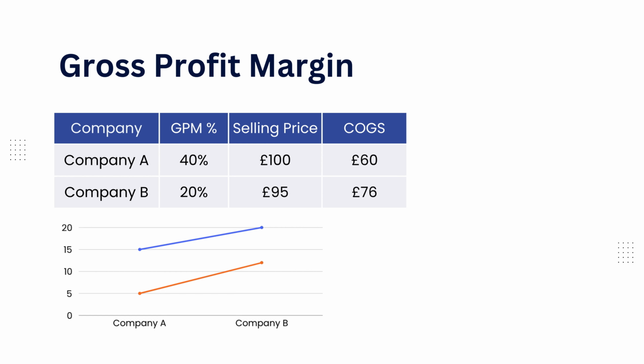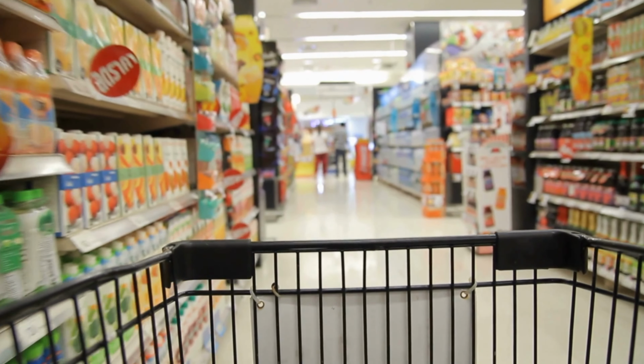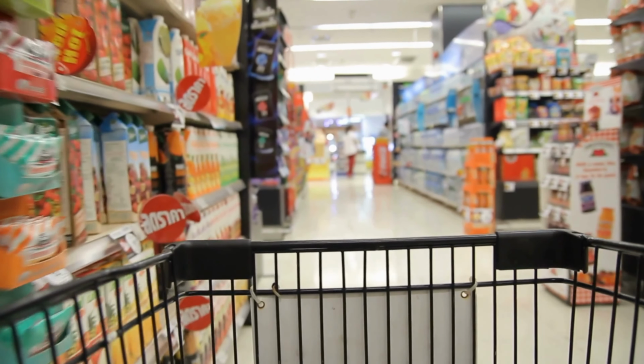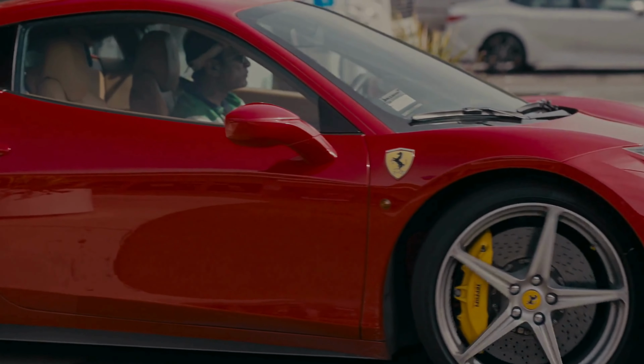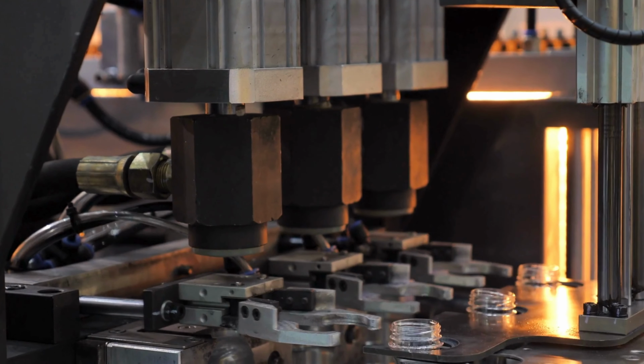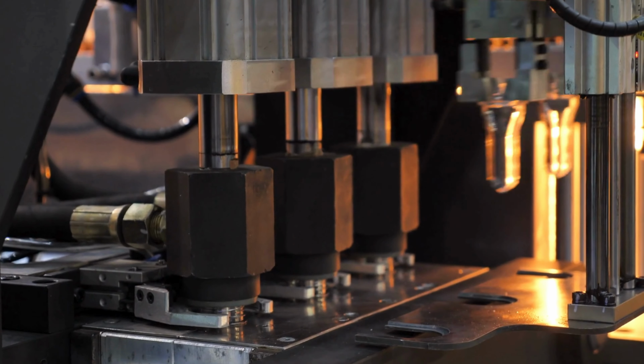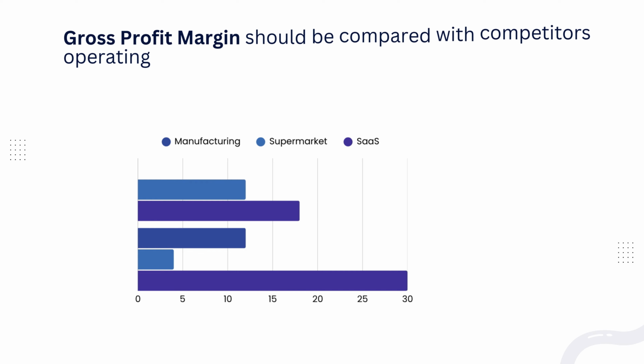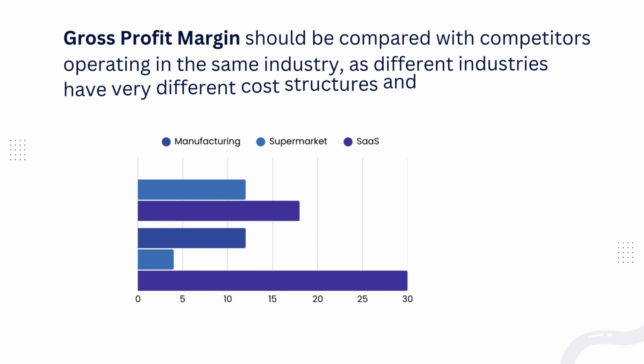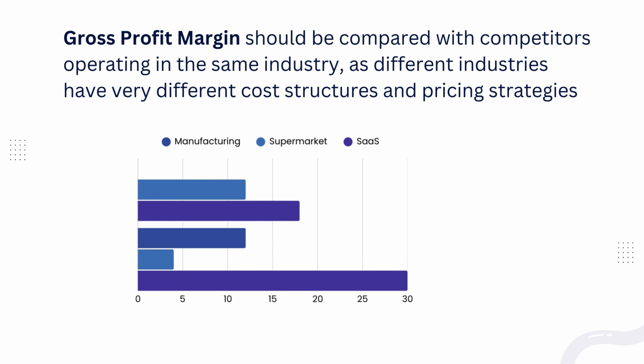Different industries have different margins. For example, supermarkets operate on very low margins. Luxury brands have very high margins. Manufacturing businesses are somewhere in the middle. Gross profit margin should always be compared with competitors operating in the same industry, as different industries have very different cost structures and pricing strategies.